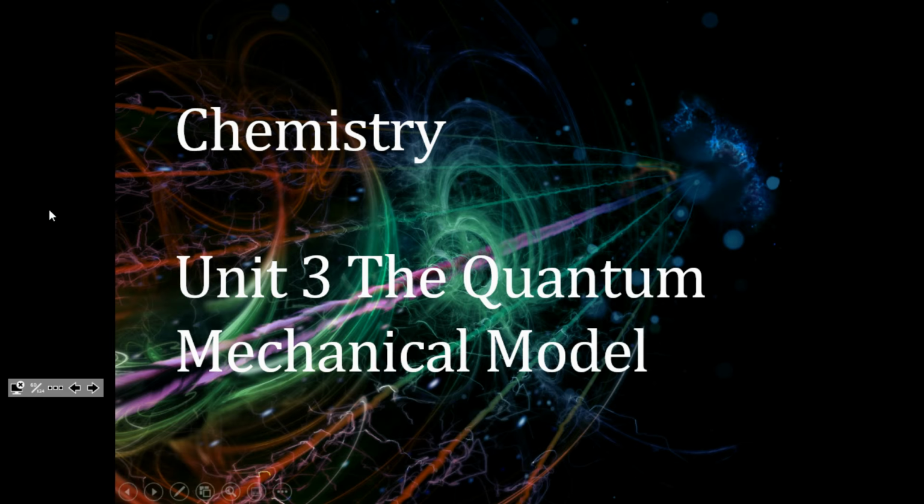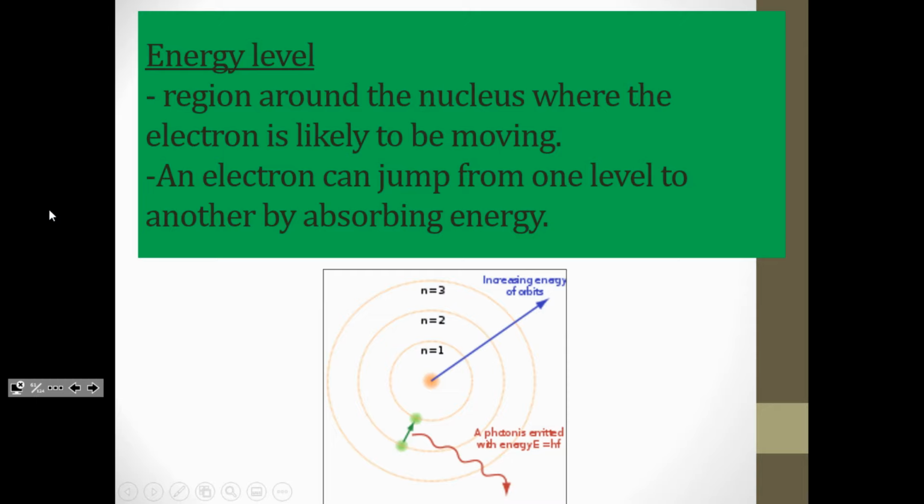We're going to continue on, and today we're going to talk about the most up-to-date model, which would be the quantum mechanical model. We're going to start with talking about energy levels. Energy levels are regions around the nucleus where electrons are likely to be moving. This kind of falls in line with Bohr's orbit planetary model, except it has to do with probability.